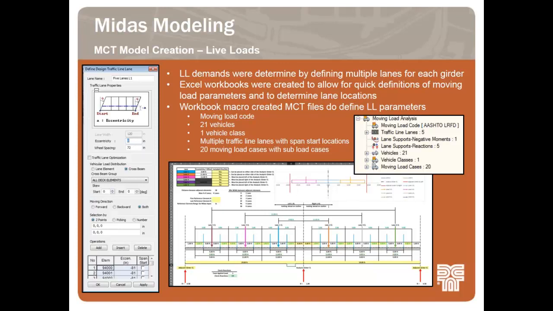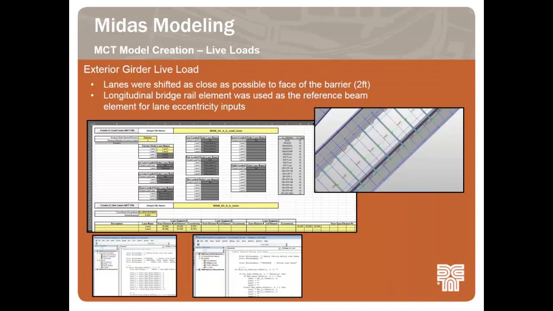The workbook macro would create MCT files to define the moving load code, the 21 vehicles, the single vehicle class for HL93, and the multiple traffic line lanes, including the span start locations, as well as 20 moving load cases with sub-load cases. For the exterior girder live load, the lanes were positioned so that they were as close as possible to the barrier while meeting the 2 feet requirement. The longitudinal bridge rail element was used as the reference beam element for the lane eccentricity inputs.